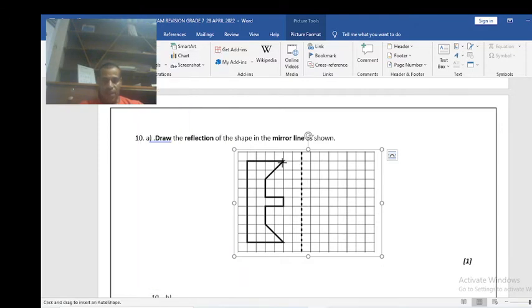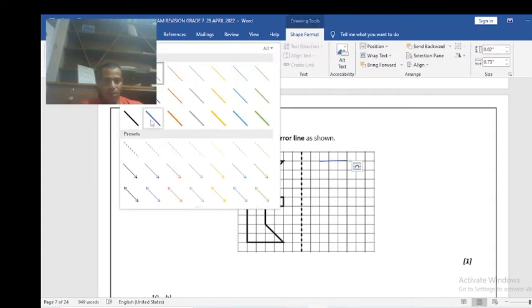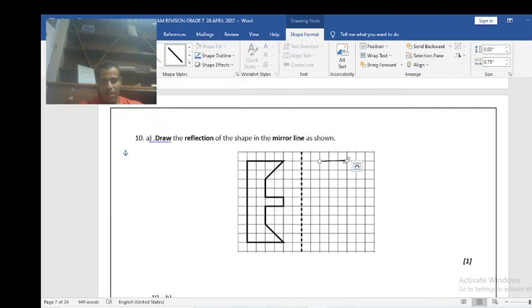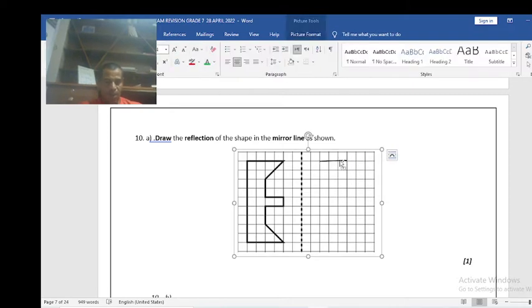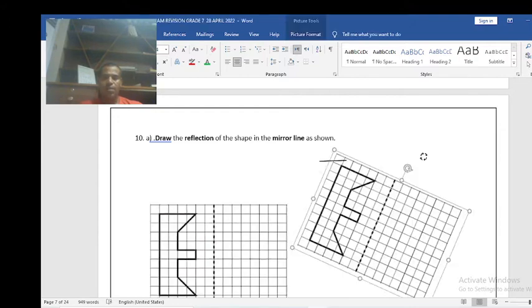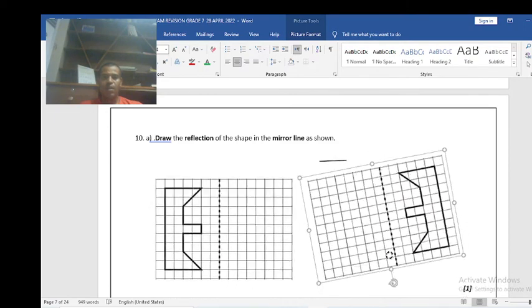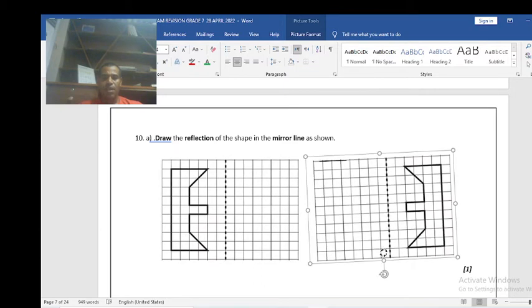So here you can see from this point how many lines it is from the mirror line. We start from this, and it comes here 3. We're going to go 3. I will make this bigger so you can see it. Then here also I will use this one, then I will copy and rotate it. So your diagram should be like that, my learners.